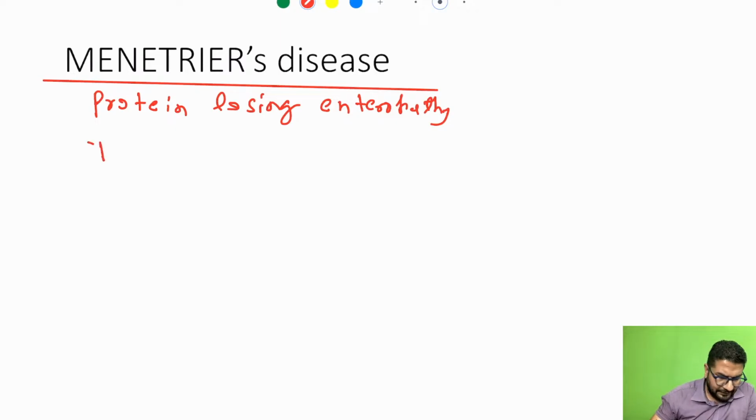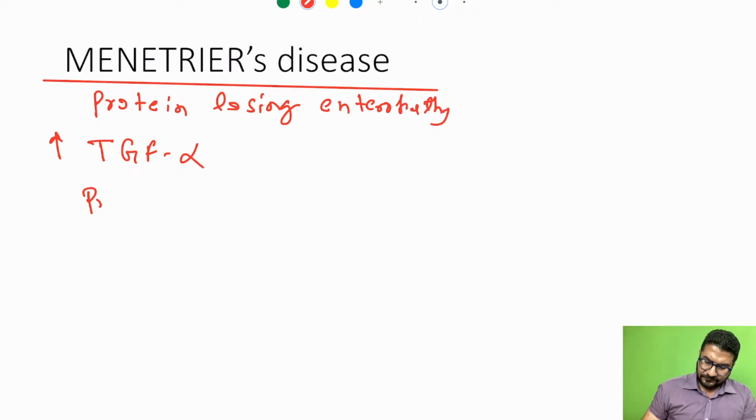There is action of a mediator called TGF alpha, right? So there is increased release of TGF alpha. What else you will notice? You can notice a prominent gastric fold. इनको हम rugae भी बोलते हैं. We call them rugae.